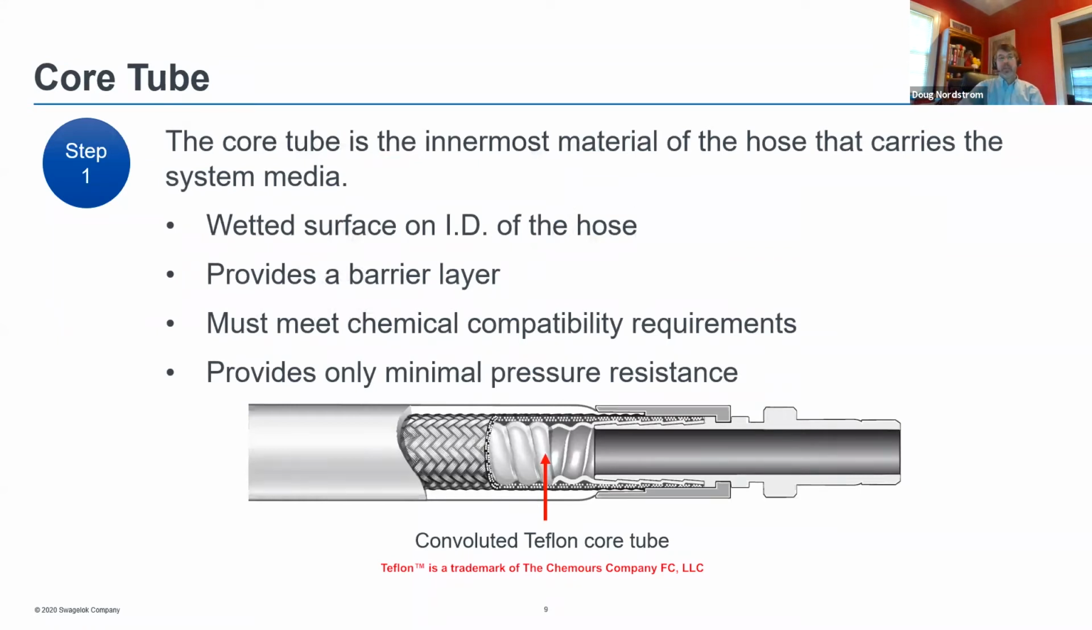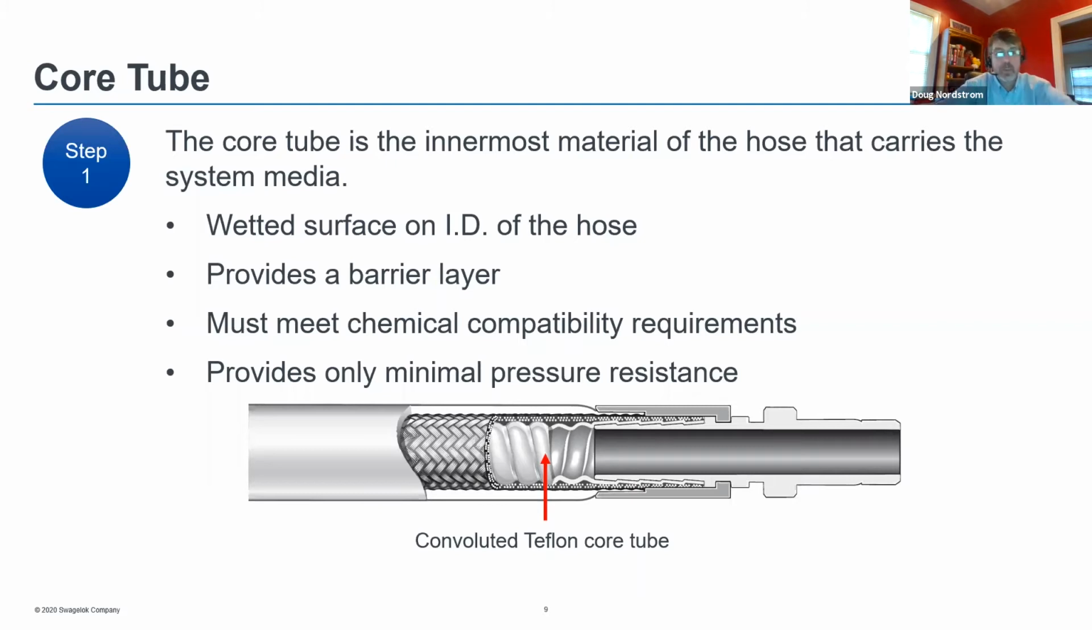So again, the core tube is the innermost material in the hose. It's the wetted surface, and it's going to be what sees the media. So the most important thing here is really this 3rd step. It must meet the chemical compatibility requirements. So is the metal going to corrode over time? Is it going to have hydrogen embrittlement? Is the Teflon going to get along with whatever media is flowing through? And then, whether it's going to be a gas or a liquid also plays into consideration for what kind of core tube is needed.